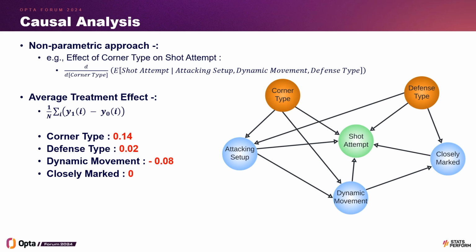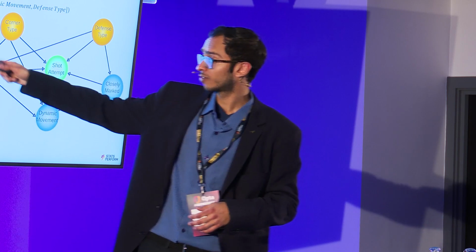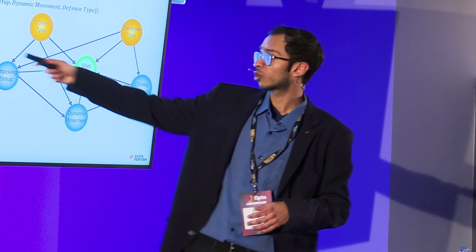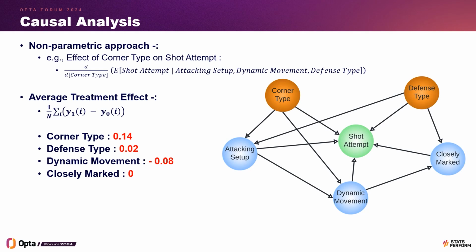A value closer to -1 suggests that the category 0 of that particular variable had more impact on shot attempts, and a value closer to +1 would suggest that the category 1 for that particular variable had more impact on shot attempts. Similarly, we can do it for all other variables, and we can see here that for corner type, a positive value suggests that the out-swinging corners, which were assigned the category 1, had more impact on shot attempts.